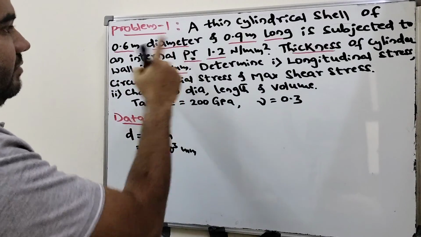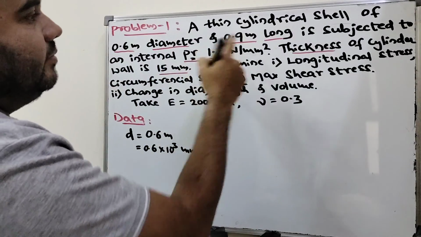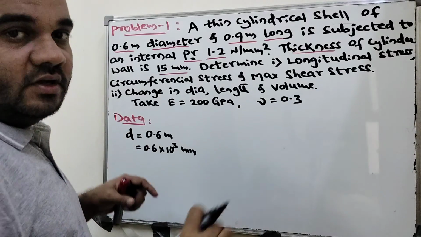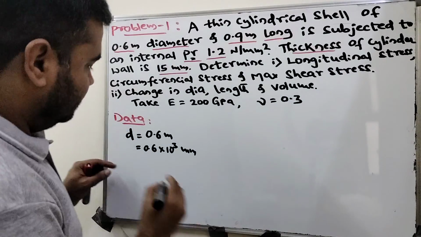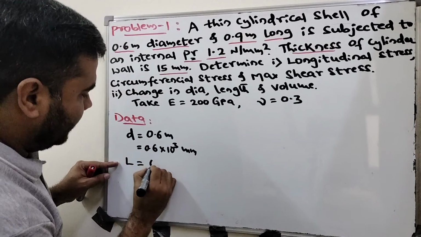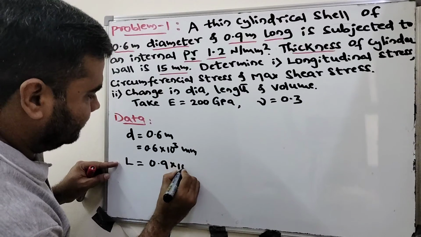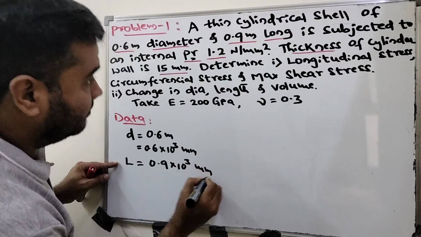0.6 meter diameter and 0.9 meter long. The length of the thin cylinder is 0.9 meter. Therefore, L equals 0.9 into 10 raised to 3. I will write directly in mm because it is given in meter.